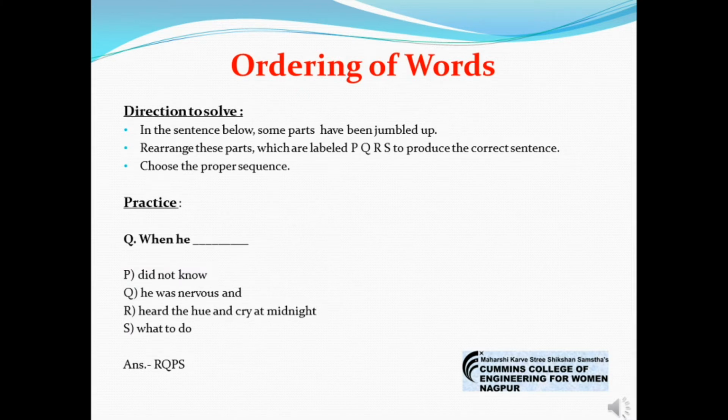For ordering of words, some parts of the sentence have been jumbled up. You need to rearrange the parts which are labeled PQRS to produce the correct meaningful sentence. So we'll see a question where the parts of the sentence are jumbled up. You need to rearrange them to make a meaningful sentence. The correct option is RQPS, meaning: when he heard the hue and cry at midnight, he was nervous and did not know what to do.